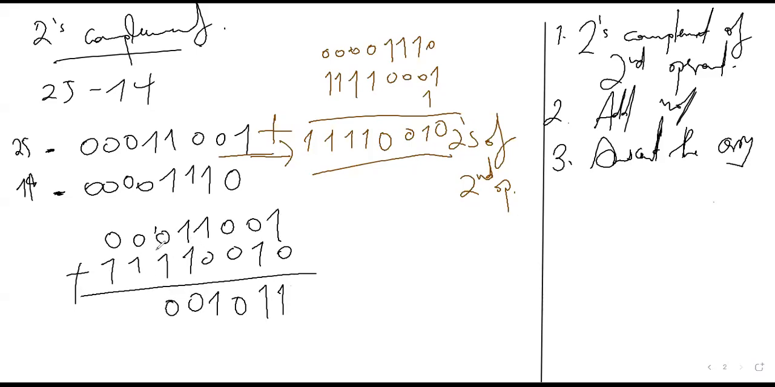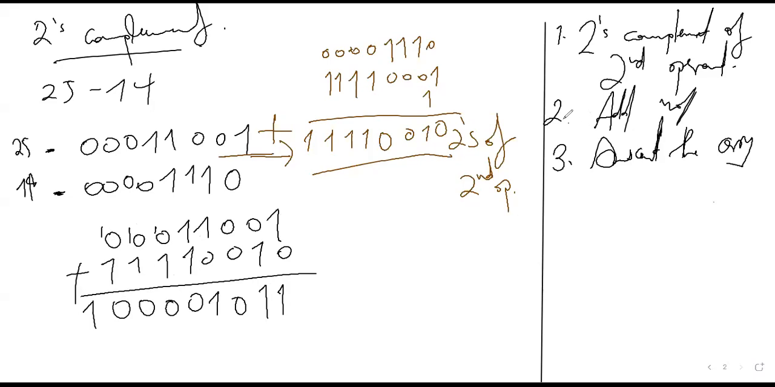Okay, this is 0 carry 1. This is 0 carry 1. This is 0 carry 1. This is the sum of the 2 numbers. We are done with step number 2.